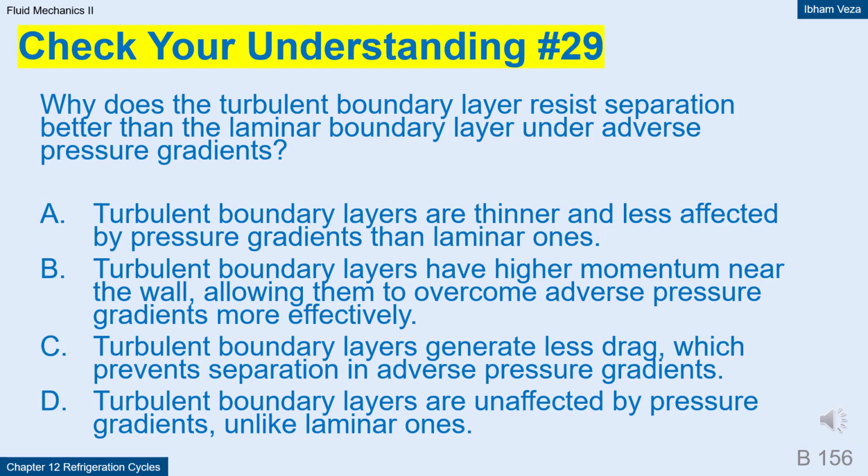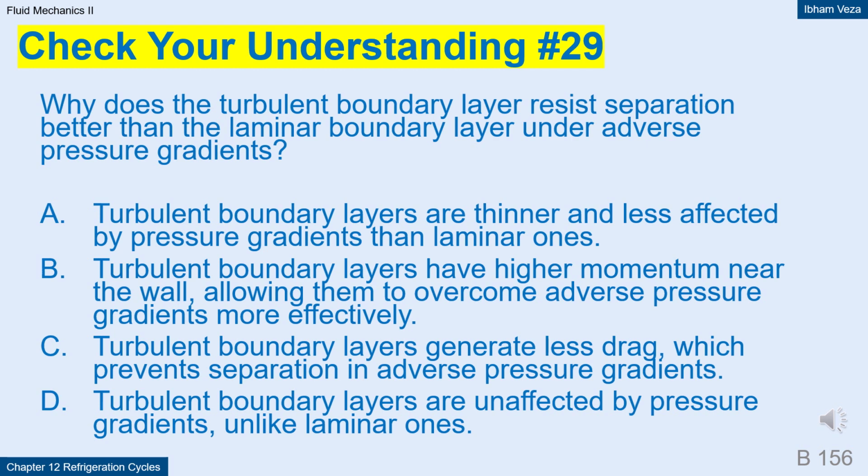Explanation of why other answers are wrong. A. Turbulent boundary layers are thinner and less affected by pressure gradients than laminar ones. Incorrect, because turbulent boundary layers are generally thicker than laminar ones, and their resistance to separation is due to higher near-wall momentum, not thickness.